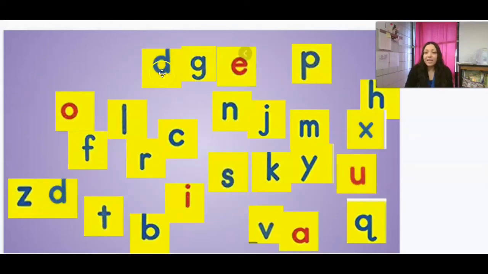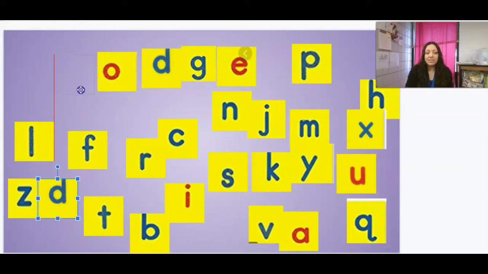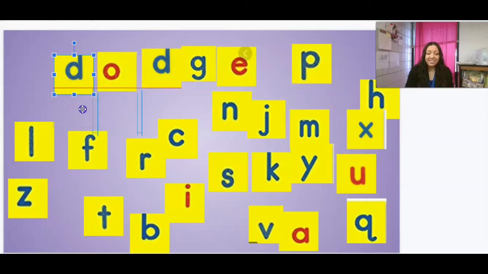All right, let's try to make some words with that trigraph DGE. Are you ready? If I put an O in front of it, an L and an O, let's try that. Lodge. Lodge, very good. What if I change it to a D in the front? Then I have dodge. Good job.